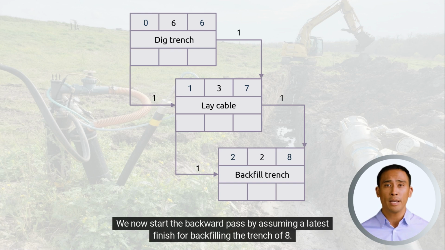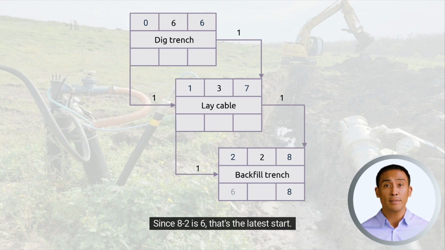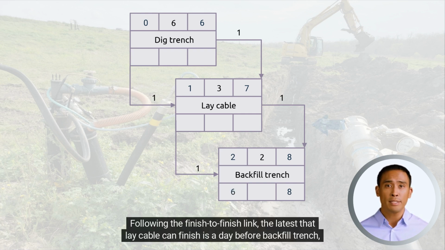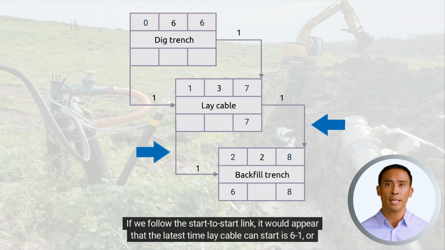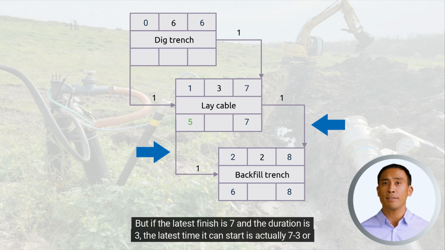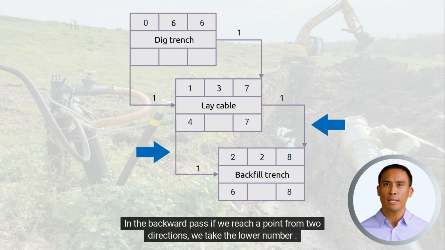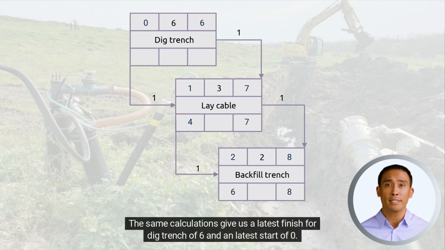We now start the backward pass by assuming a latest finish for backfilling the trench of 8. Since 8 minus 2 is 6, that's the latest start. Following the finish-to-finish link, the latest that lay cable can finish is a day before backfill trench, or 7. If we follow the start-to-start link, it would appear that the latest time lay cable can start is 6 minus 1, or 5. But if the latest finish is 7 and the duration is 3, the latest time it can start is actually 7 minus 3, or 4. In the backward pass, if we reach a point from two directions, we take the lower number. The same calculations give us a latest finish for dig trench of 6 and a latest start of 0.